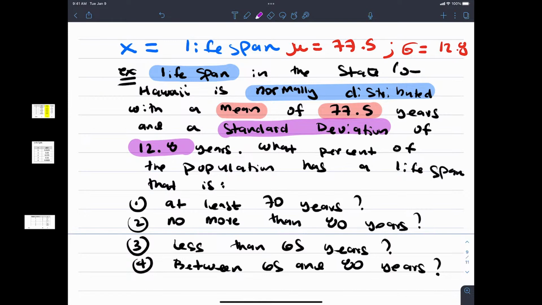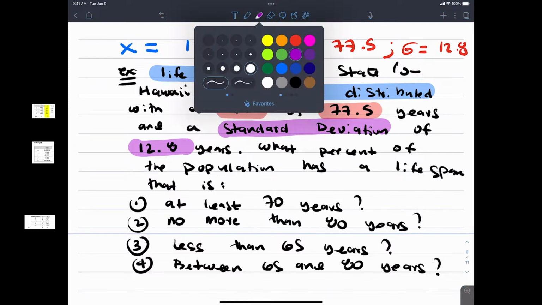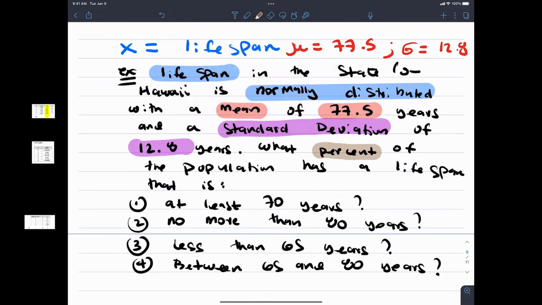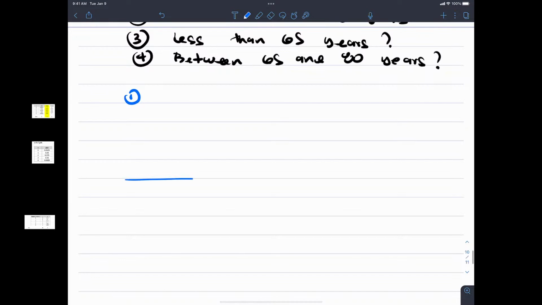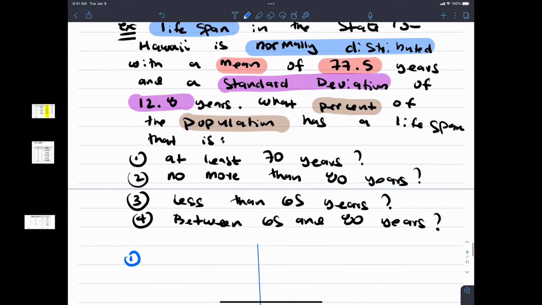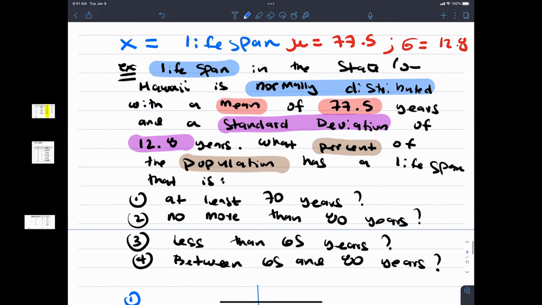Now, that's what this information tells us. And then what does it say? It says, what percent of the population has a lifespan that is, what is question 1? At least what? 70. They're always going to give you the mean and standard deviation. When you give a normal distribution question, they're going to give it.